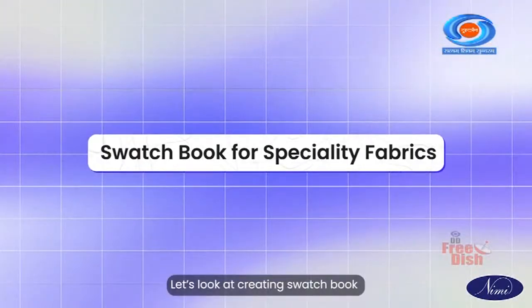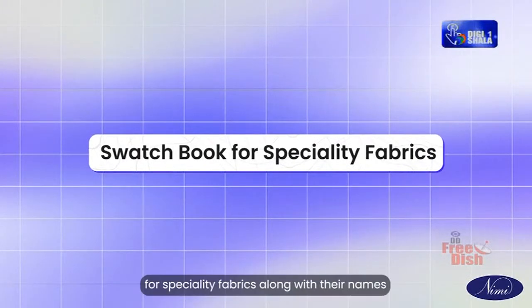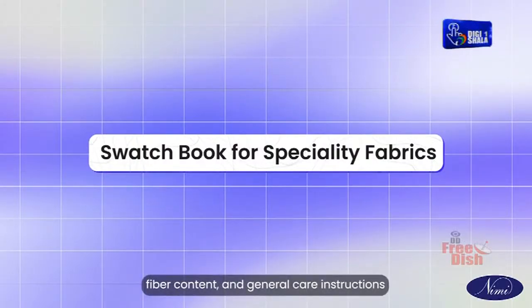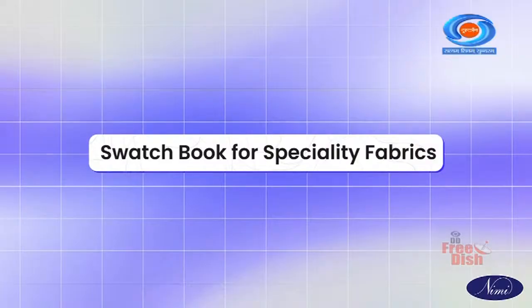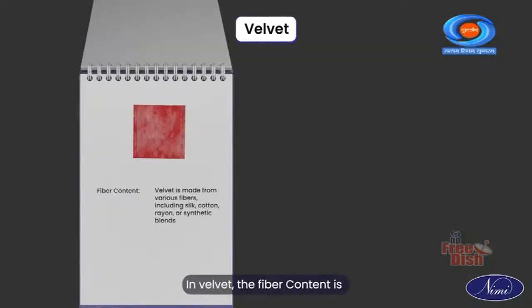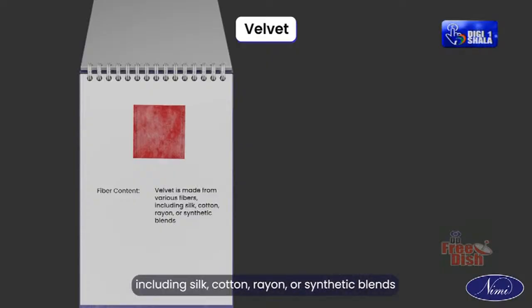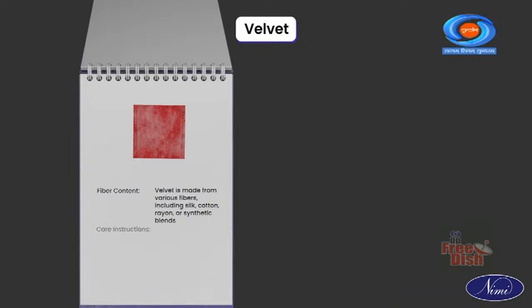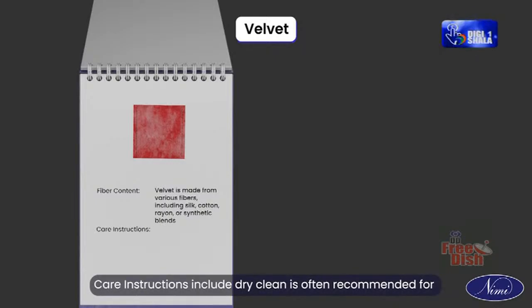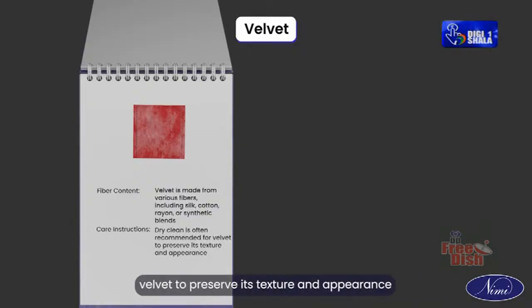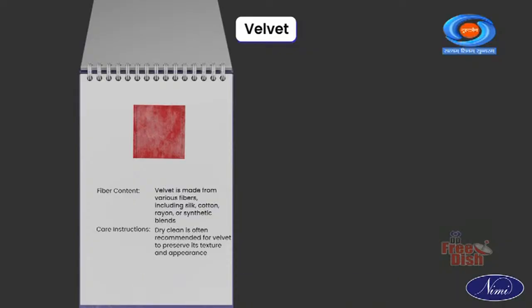Let's look at creating a swatchbook for specialty fabrics along with their names, fiber content, and general care instructions. In velvet, the fiber content is velvet made from various fibers, including silk, cotton, rayon, or synthetic blends. Care instructions include dry clean is often recommended for velvet to preserve its texture and appearance.